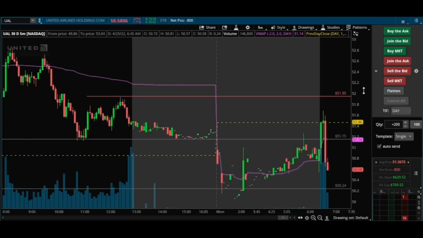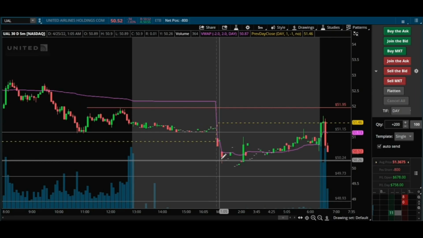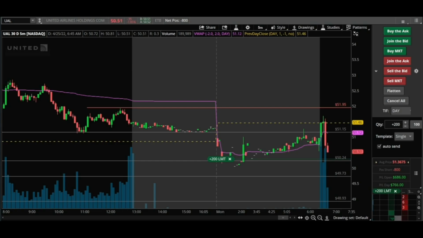Looking at the higher time frame, I've got a pre-market low there of 50.24, and that's my ideal target. I really would like to cover this around $50.24 because I would imagine that it would bounce in that area, and that would also give me a nice risk-reward ratio of almost 3 to 1, about 2.5 to 1. So I put an order there to cover another 200 shares. Let's see if I get hit.